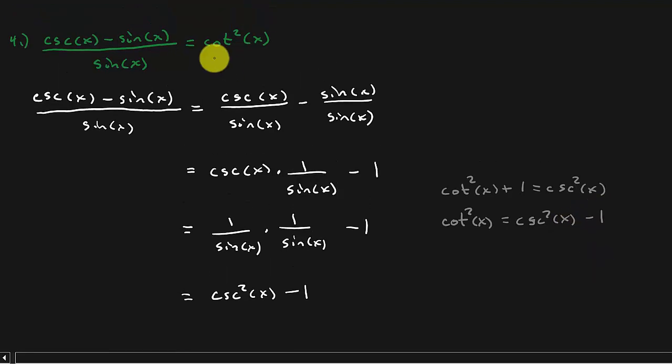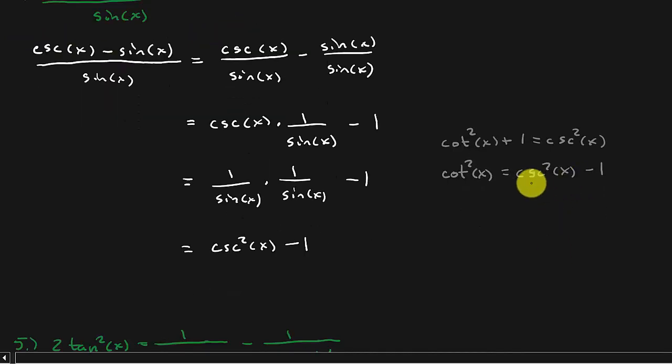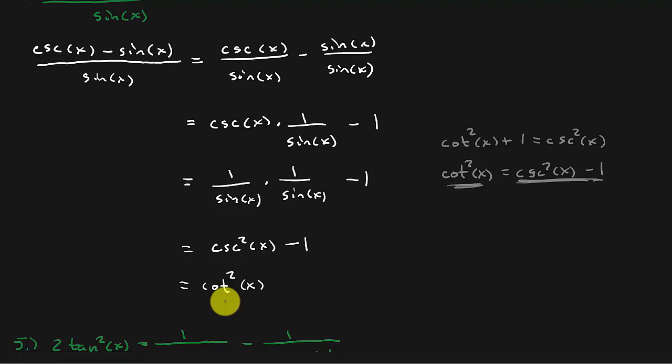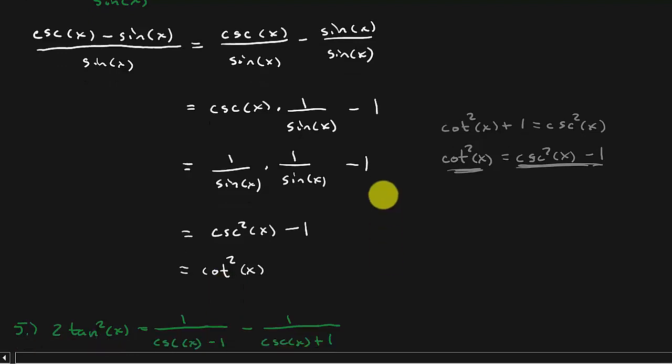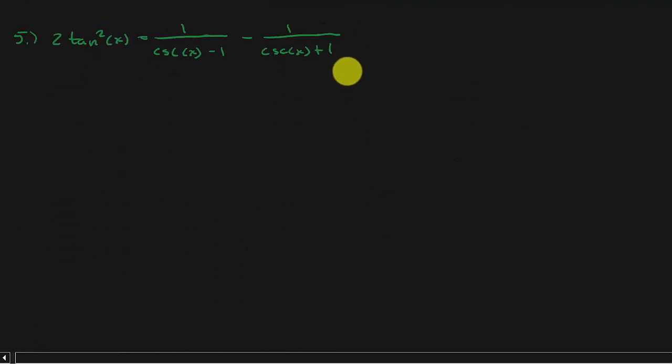So cotangent squared x is equal to cosecant squared x minus 1. Oh, look at that. That's what we're looking for right here, cotangent squared. Well, you see this is cotangent squared, so this is equal to cotangent squared x. And that's what I was talking about, not only knowing those identities, but being able to recognize them when they're solved for different terms. Okay. All right, here we got another one.